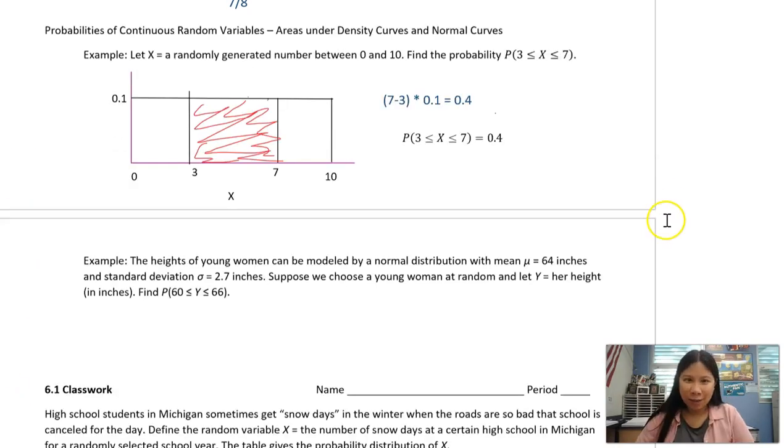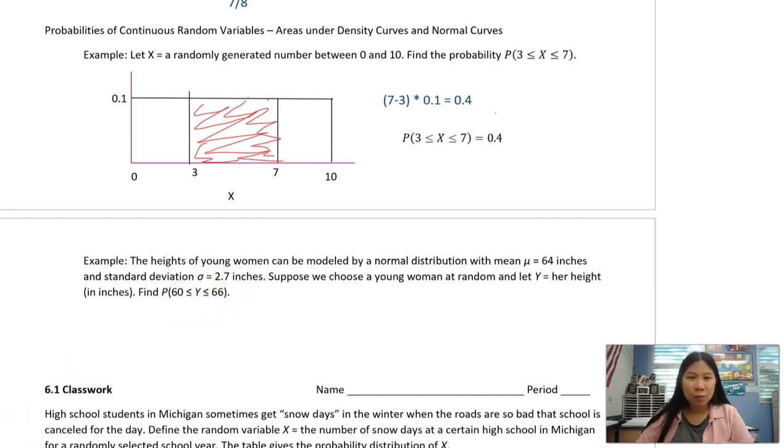All right, for our last example, this time we are using a normal distribution to model our continuous random variable. So in this case, we are talking about the heights of young women. They can be modeled by a normal distribution, so that's the normal curve, the bell-shaped curve. They're telling us the mean is 64 inches and the standard deviation is 2.7 inches. We're trying to find the probability of choosing a young woman at random, and that her height is going to be between 60 and 66 inches.